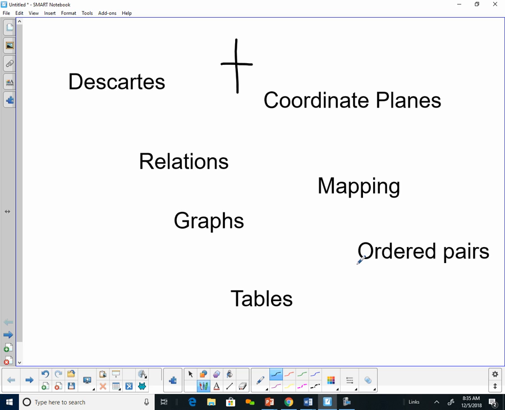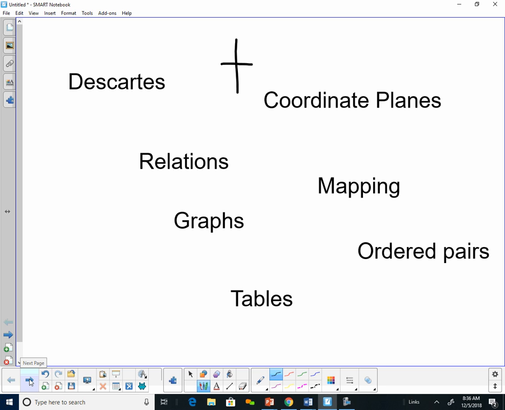Now, in that, we start talking about relations. Relations is a set of ordered pairs. Within that, we have the domain, which is the x value, and the range, which is the y value. Now, there was 4 ways to show a relation. One was our ordered pairs, mapping, those are the ovals, graphs, using our coordinate system, and our tables.